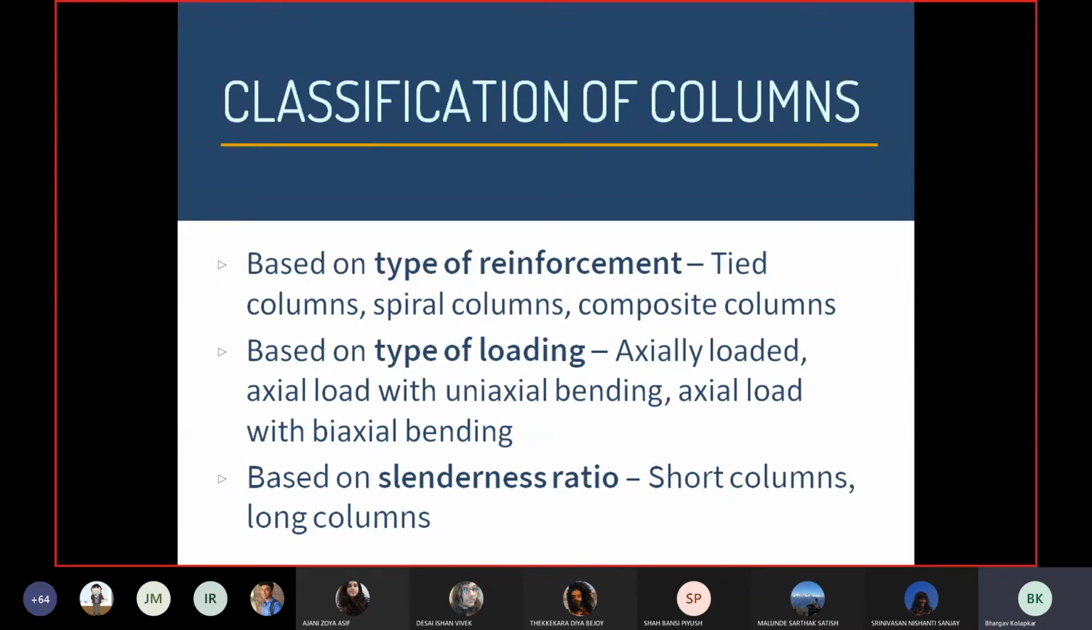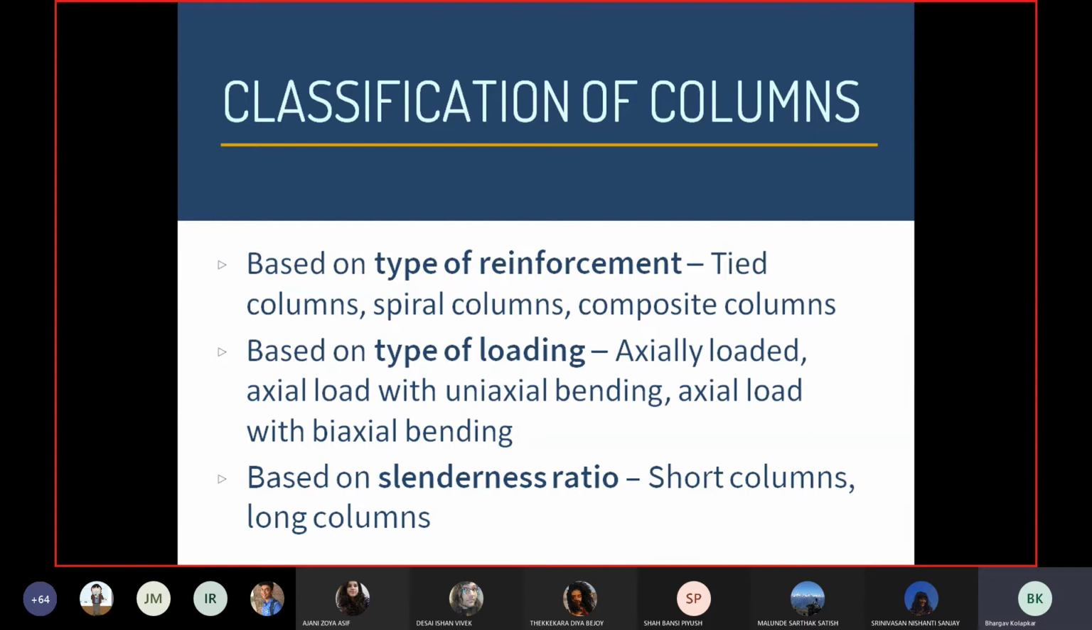Then an example of a column with axial load and uniaxial bending is an edge column, which has slab discontinuous on one side. And we can expect this column to be under axial load and a significant amount of bending about one axis. And the example of a column with axial load and biaxial bending is a column that is located at the corner of the building, which has slab discontinuous on two sides. And we can expect it to have significant amount of bending about both the axes.